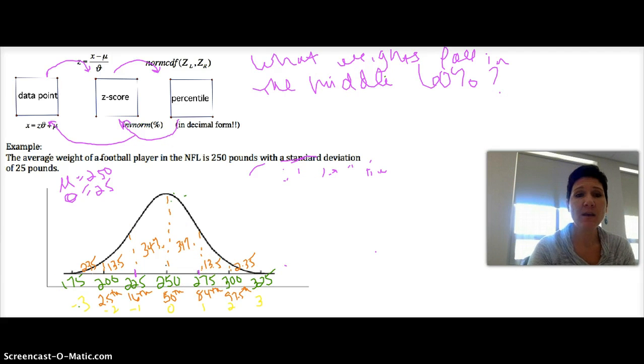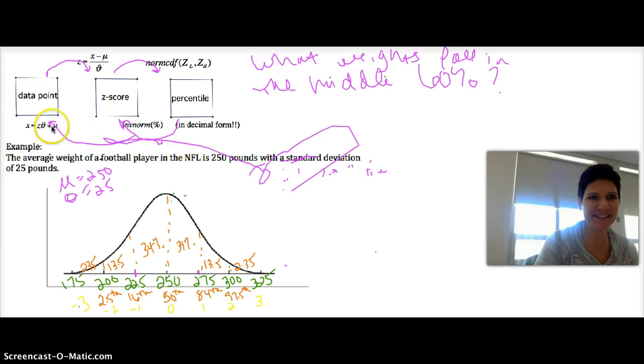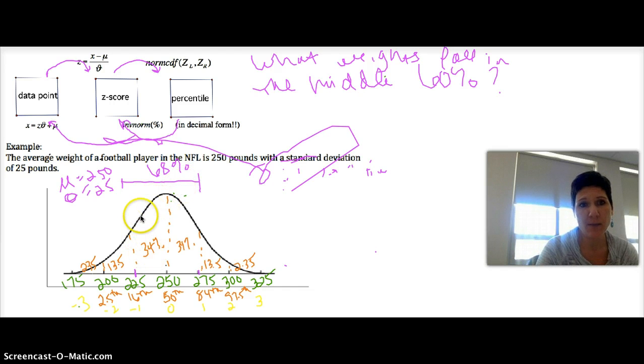Okay. So let's say the next thing we want to ask, to make things a little more interesting for ourselves, is we want to determine what weights fall in the middle 60% of the data. Well, we know that from here to here is 68% of the weights. But I want the middle 60%, from here to here. So 60% would go from about here to here.